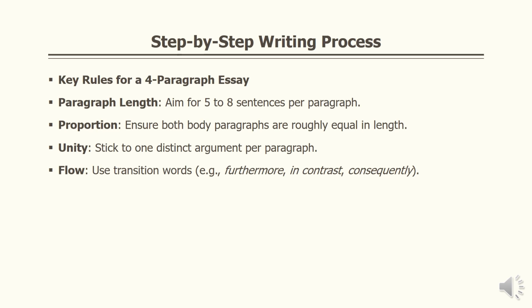Now, the key rules for the paragraph essay. Paragraph length: aim for 5 to 8 sentences per paragraph. Proportion: ensure both body paragraphs are roughly equal in length. We're going to have 2 body paragraphs, so they have to be equal in length. If we have 5 sentences in body paragraph 1, we have 5 sentences in body paragraph 2. If you have 6 here, we should also have 6 there. If you have 7 here, we have 7 there. Also, stick to one distinct argument per paragraph. We don't discuss 2 issues in the same paragraph, so each paragraph should be reserved for one issue.